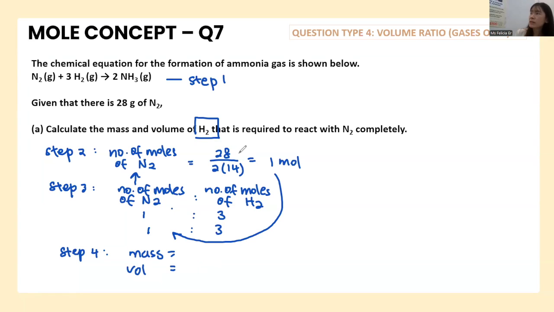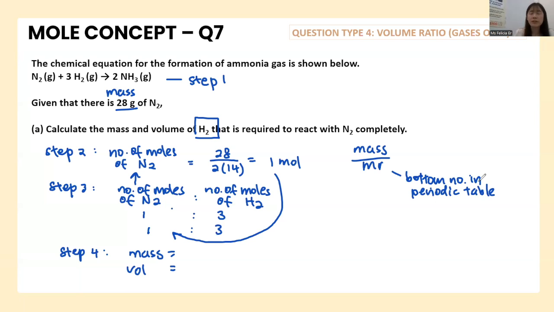So this part over here is because of the formula mass over Mr. For the mass, this is the mass, right? Mass is always in grams. Mr is the bottom number in the periodic table. If you check the periodic table, you have a periodic table with you, right? You look at the periodic table, you find the letter N, nitrogen. The bottom number is 14. And since there are 2 nitrogen, I need to times 2.